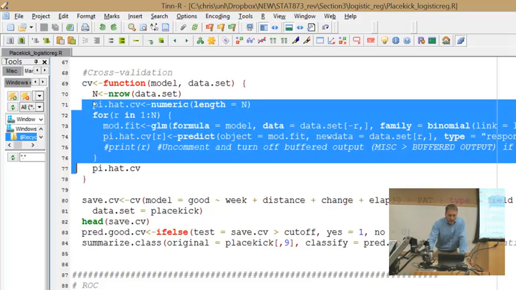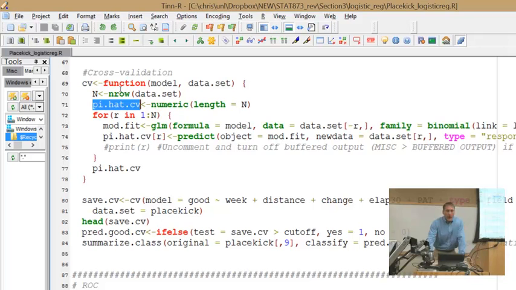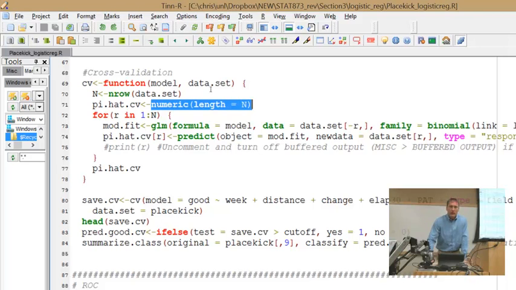So, as you might expect, I need a way to store all these pi hats that I'm going to be calculating. So I create an object called pi.hat.cv. I could create a matrix to store them in. Instead, since I only need to look at essentially one column of information, these new pi hats, I decided to create what's called a vector in R. To create a vector, I'm not for sure if we've actually done this in this manner before, I can use the function called numeric. And the length of it is going to be my sample size.